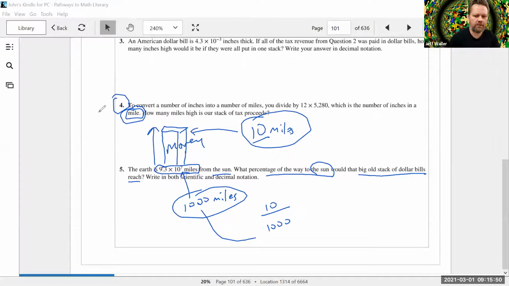So what am I going to do? I'm going to take the actual answer number 4, which is going to be gross. I'm going to divide it by the distance they give me in number 5. That's how I figure out a percentage.